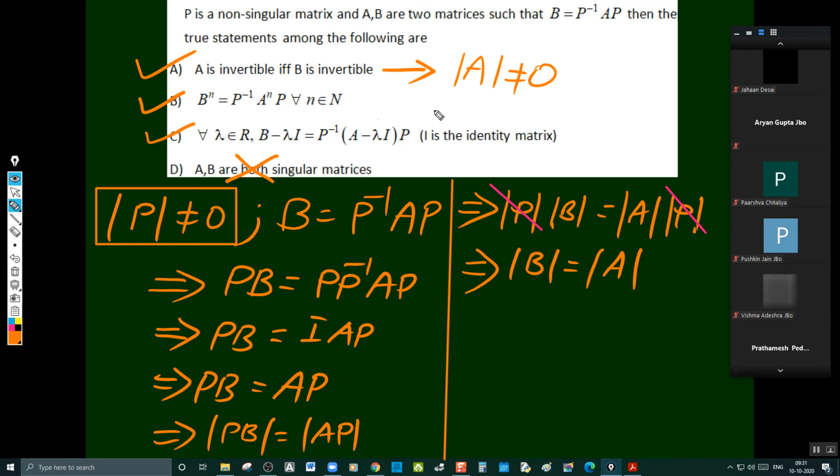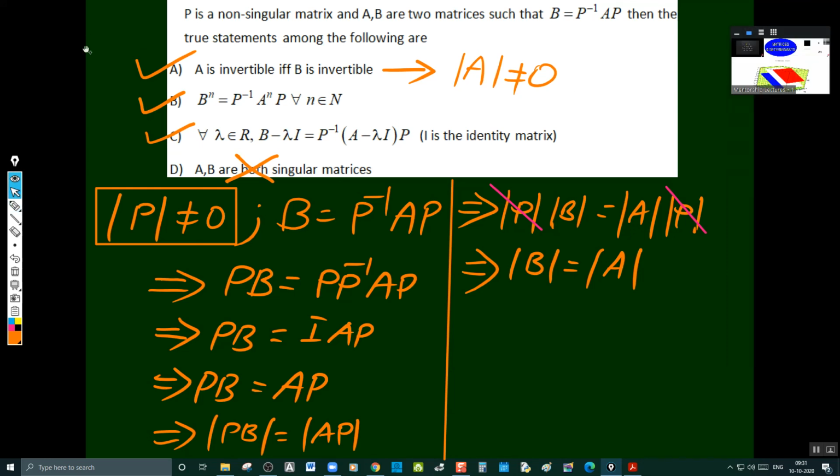C is also correct. Because A and B are two matrices, you can subtract lambda I from both sides, it will not make any difference. So B minus lambda I and A minus lambda I, that is, B replaced with B minus lambda I and A replaced with A minus lambda I. So that is also correct. So three options are there. Any doubts, please, in that? Okay, I'm moving on to the next one.